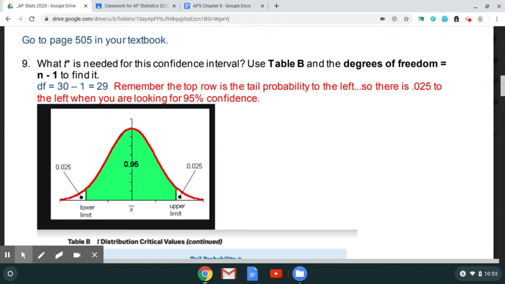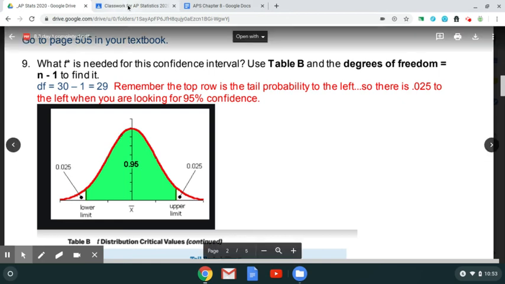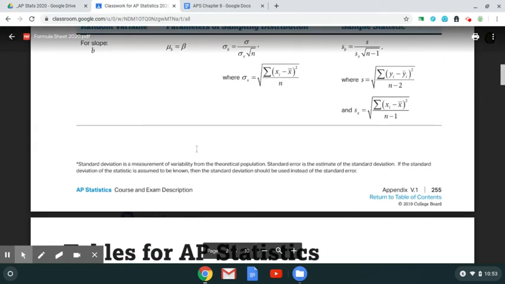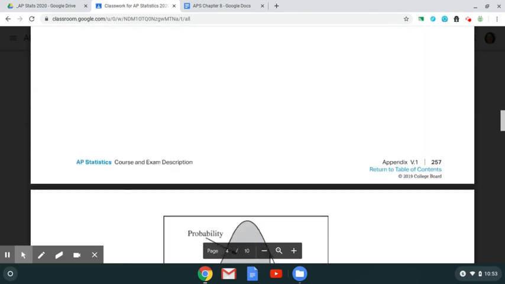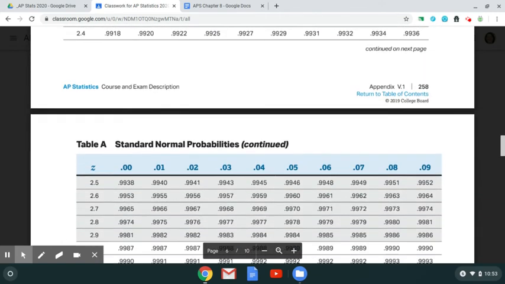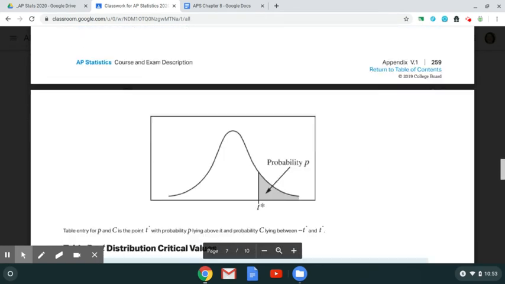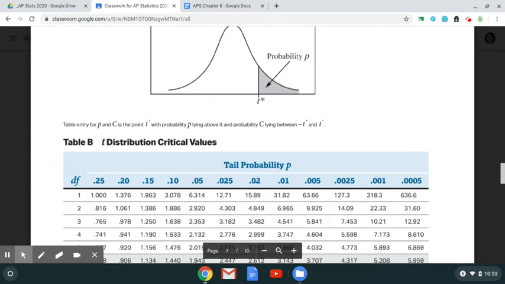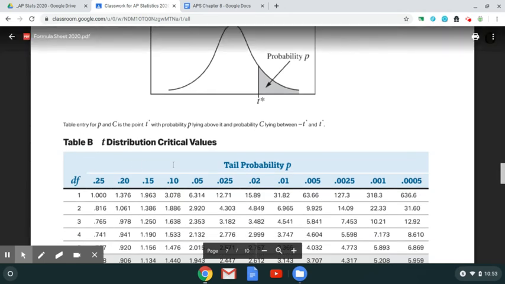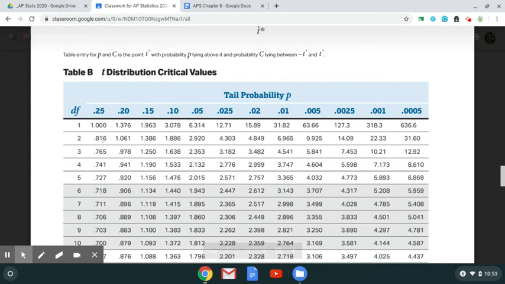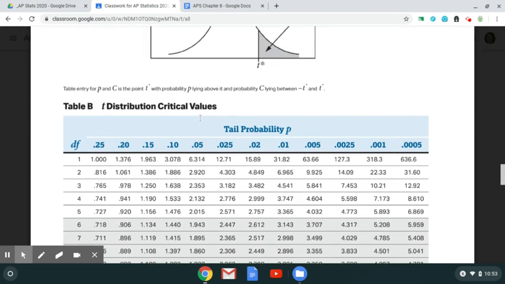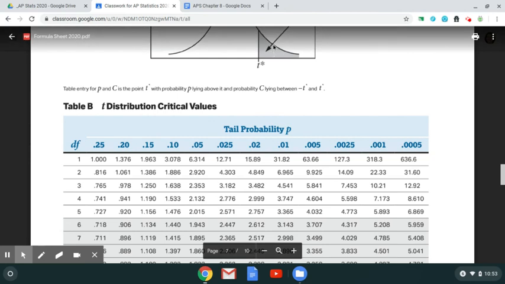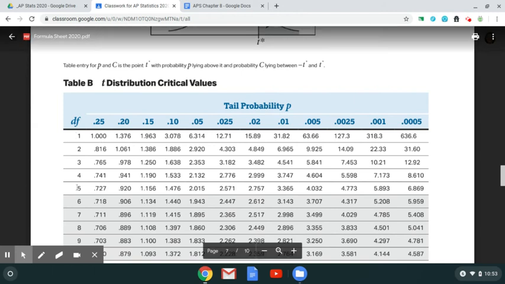So if we go to table B, I'm going to go back to my formula sheet. I'm going to scroll all the way down to table B. Because if you'll notice, table A is z-scores. Table B is the distribution of critical values for t. Now, this is constructed a little differently. The probabilities are across the top. If you'll remember, these are the probabilities to the right of t-star. And then the degrees of freedom go down.